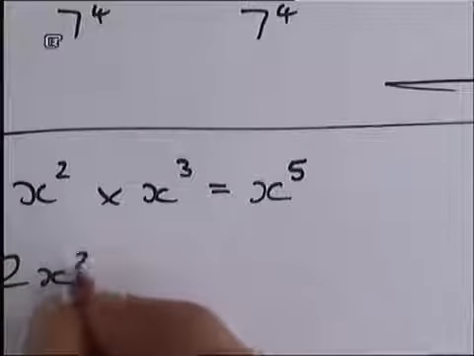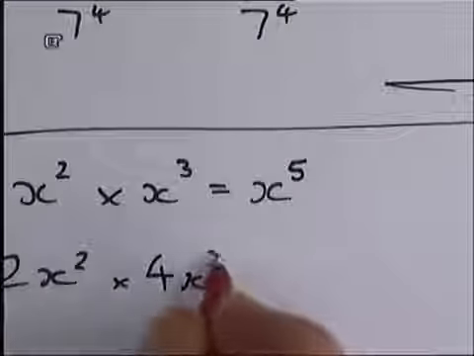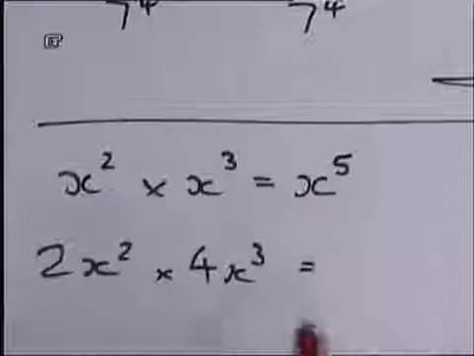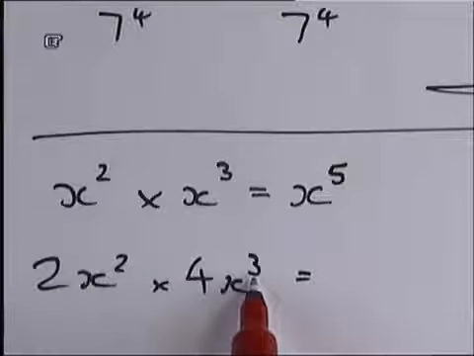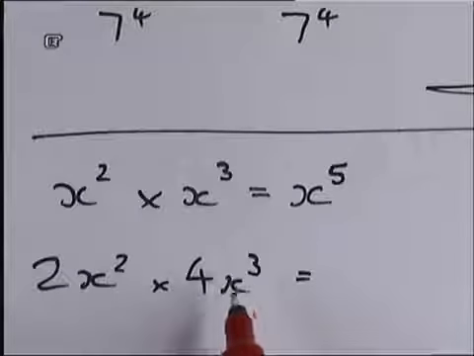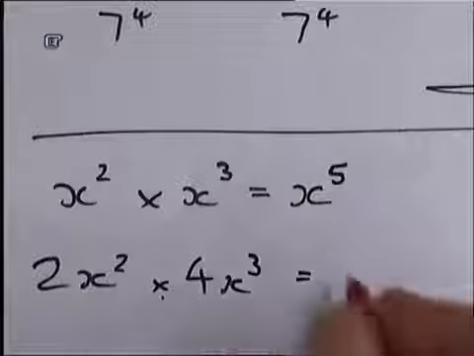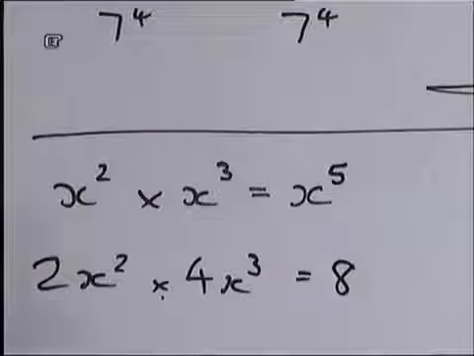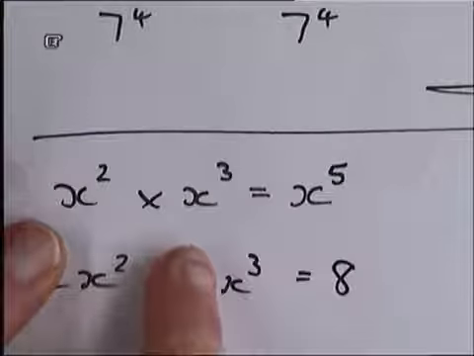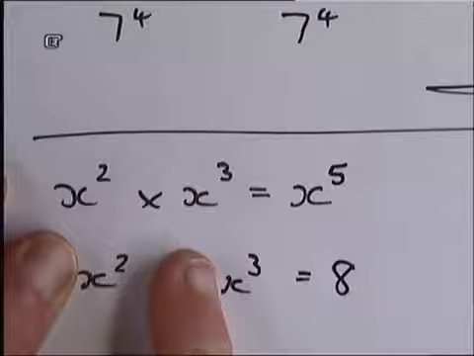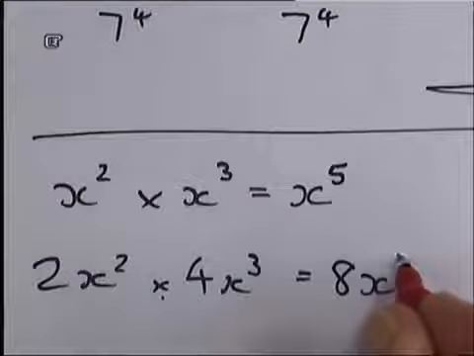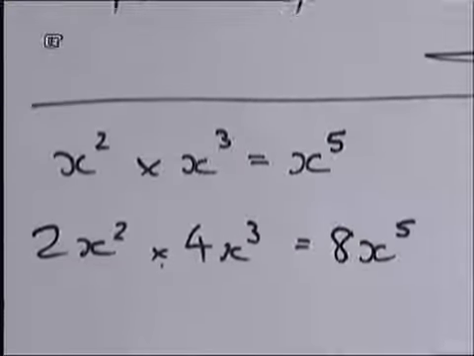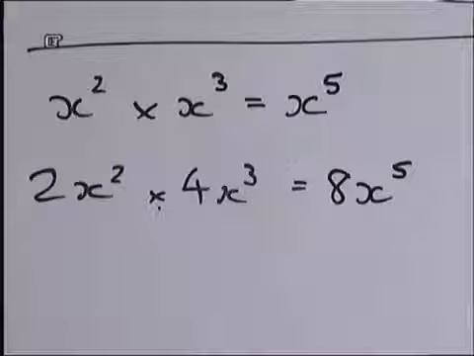If I had another example, 2x squared times by 4x cubed. Here I've got a mixture of big numbers, the 2 and the 4, and powers, the 2 and the 3. You deal with the big numbers, the normal numbers, first. 2 times 4 is 8. So effectively now that 2 and that 4 have gone, and you're left with an x squared times by an x cubed. So that'll be an x, and when you add their powers, just like in the last question, you'll have x to the power of 5. So the final answer there will be 8x to the power of 5.